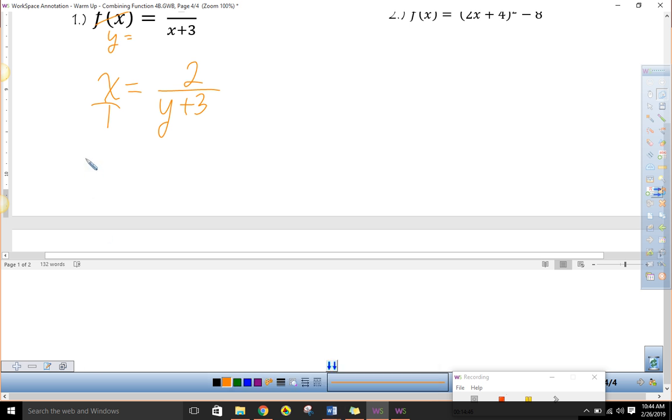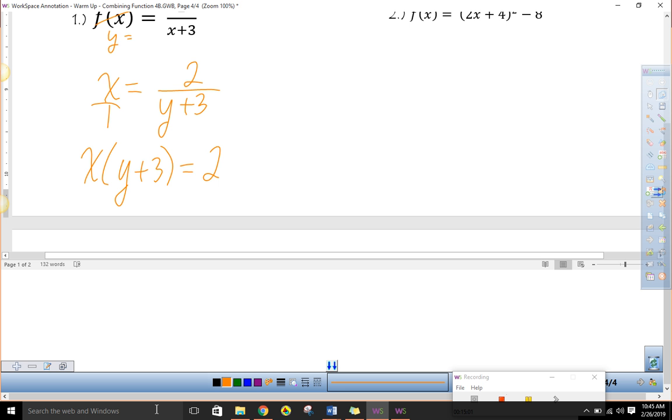When I cross multiply, what am I multiplying together? X times y plus 3, and it equals 2, right? Because we just did 1 times 2. Before you jump into distributing, what is your goal? To get the y by itself, right?